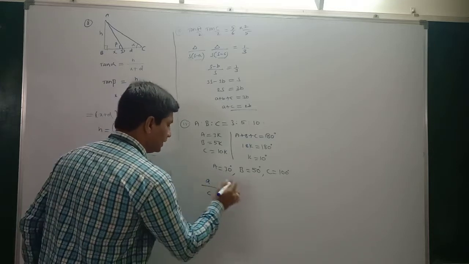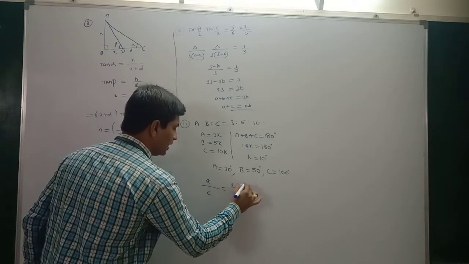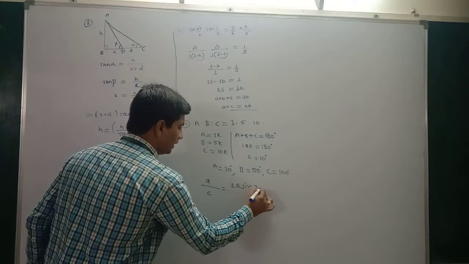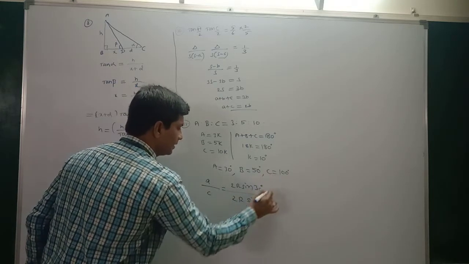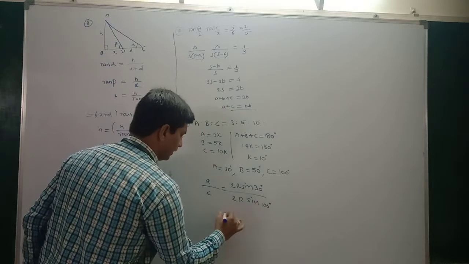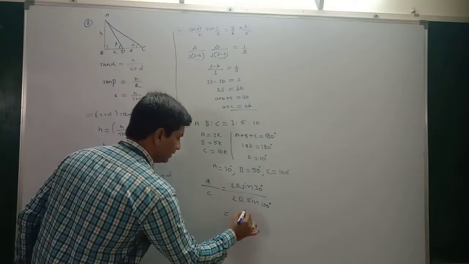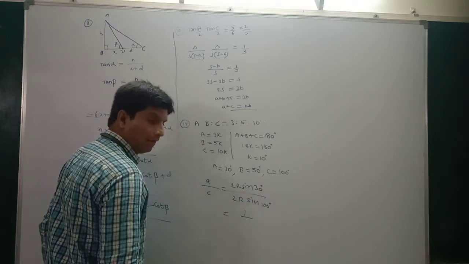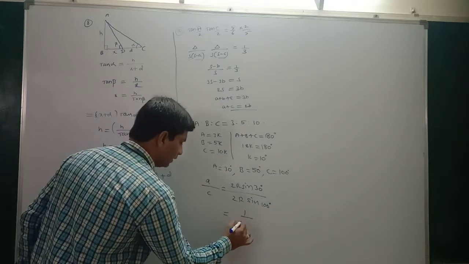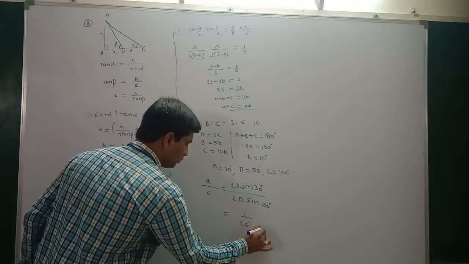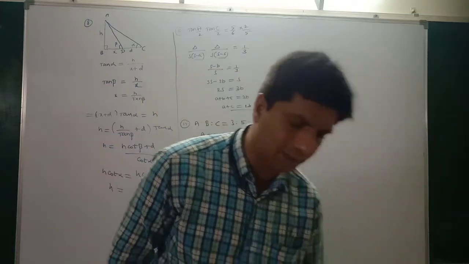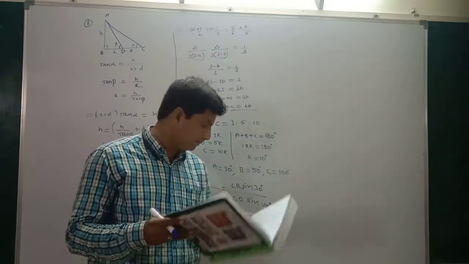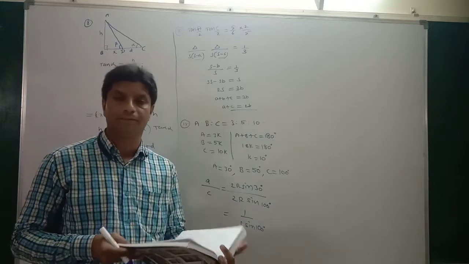Apply sine rule. Small a formula: 2R sin A. A means what? Directly writing 30. This is 2R sin C. C means how much do we get here? 100 degrees. 2R cancels. So this is sin 30, 1 by 2. The 2 will go to the denominator. The answer is 1 by 2 sin 100. But if you check the options, 1 by 2 sin 100 is not given.